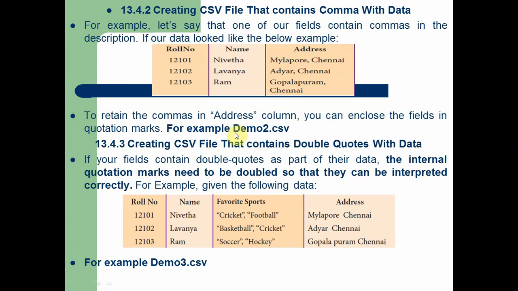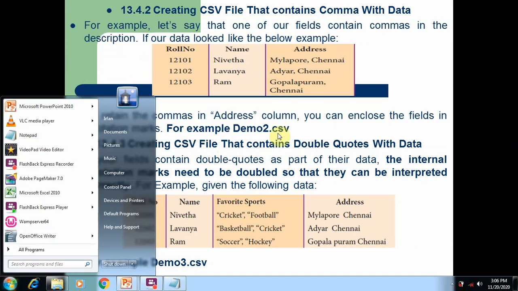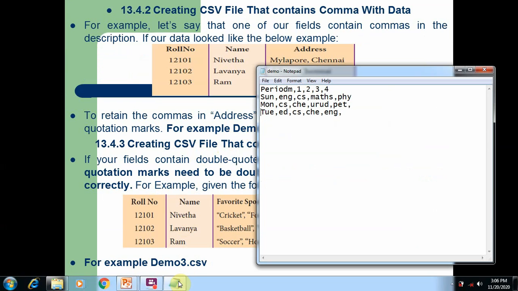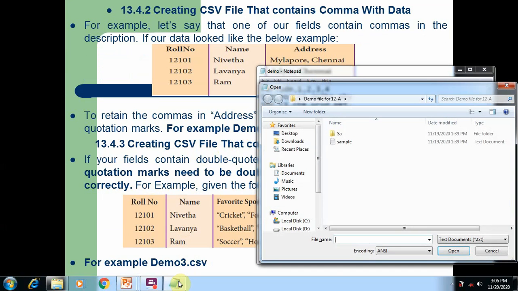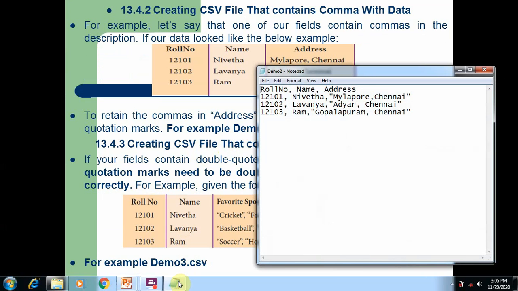For that, go to the demo2.csv file, where you can understand how data containing commas can be stored in a CSV file. Here you can see roll number, name, address separated by commas, 12101 Nivedita separated by comma. The simple thing is, if any data contains a comma, then that data should be enclosed within double quotes. So this is how we handle data containing commas. This is the simple rule for using data that contains commas in CSV.